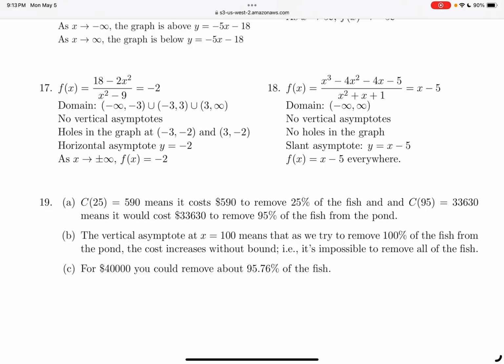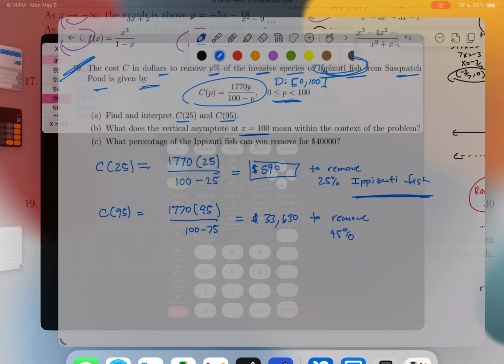I mean, it's just going to get too expensive to try and remove all the fish, because you're going to get down to a point where it's just going to shoot up. It's going to cost so much money. And then if you had $40,000, you could remove about 95.76% of the fish. Let me show you how you can solve that one.